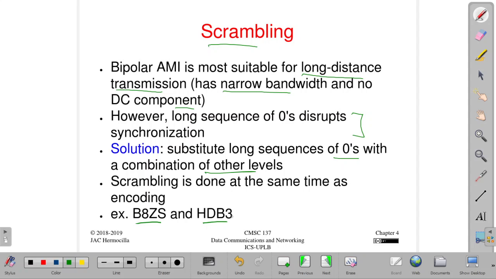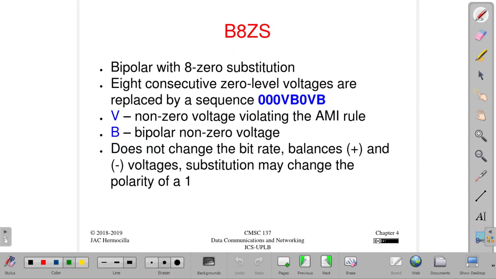So how does the scrambling technique work? Okay. So let's start with B8ZS.